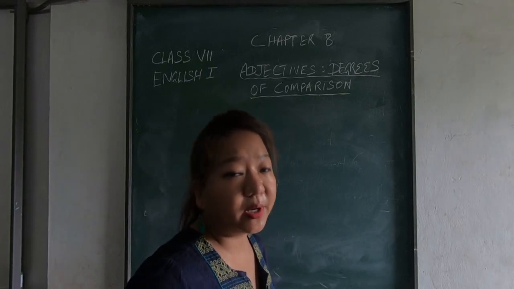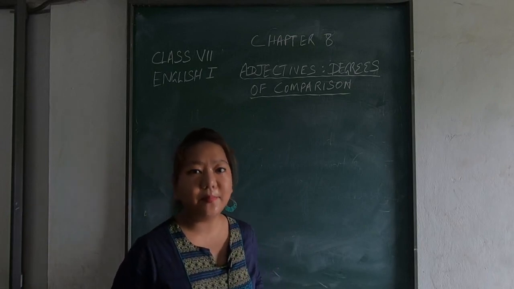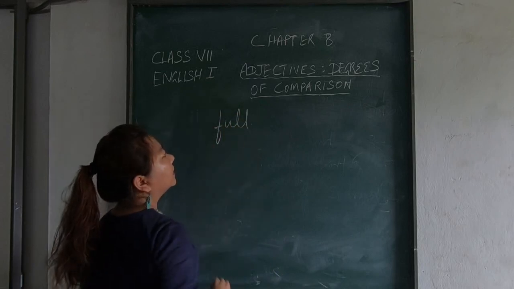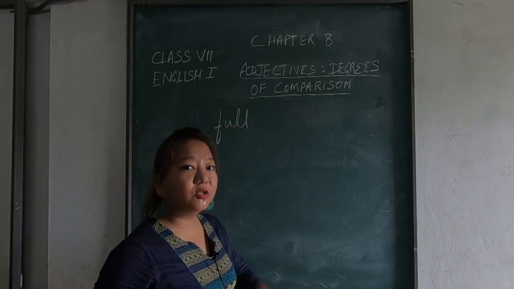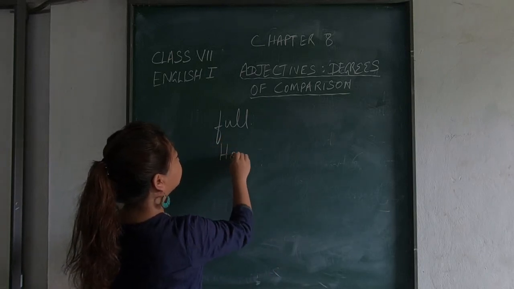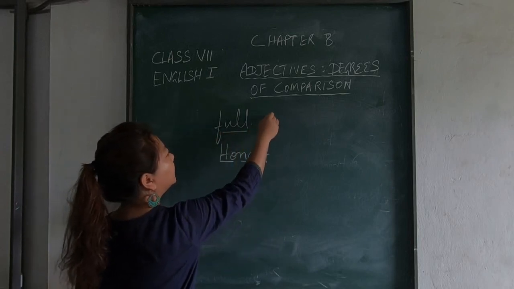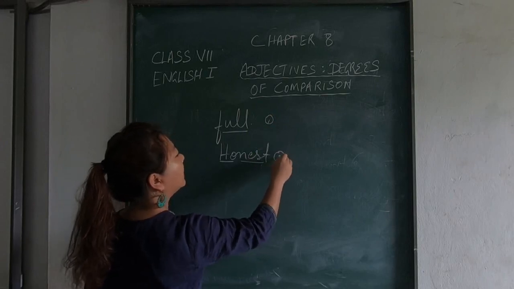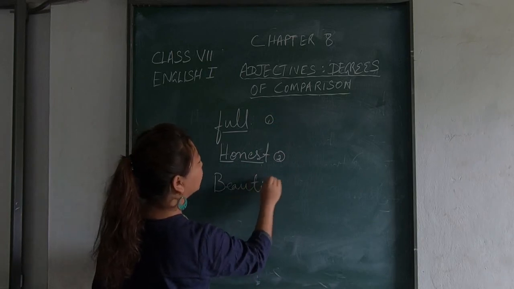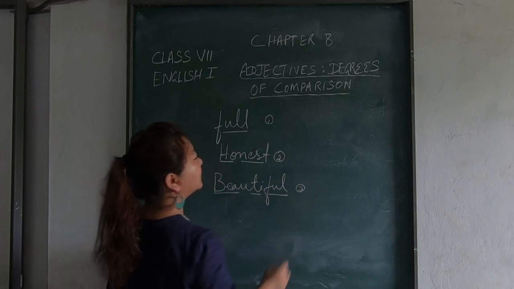Now when we are going to make comparative degrees and superlative degrees, there are a few things that we need to remember. First, words with just 1 syllable. For example, full. This is 1 syllable. Now 2 syllables, for example, honest. There are 2 syllables. And 3 syllables, beautiful. These are just examples. Beautiful, this is 3 syllables.